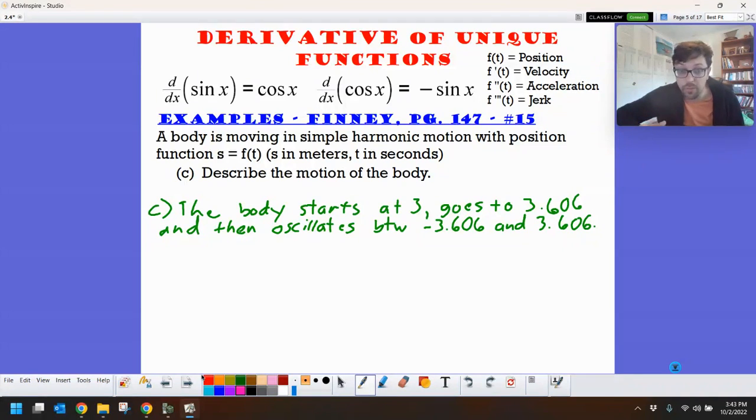This question, however, was just asking you to talk about it in terms of the motion of where it is. So you can just say that it's going between these two x values.